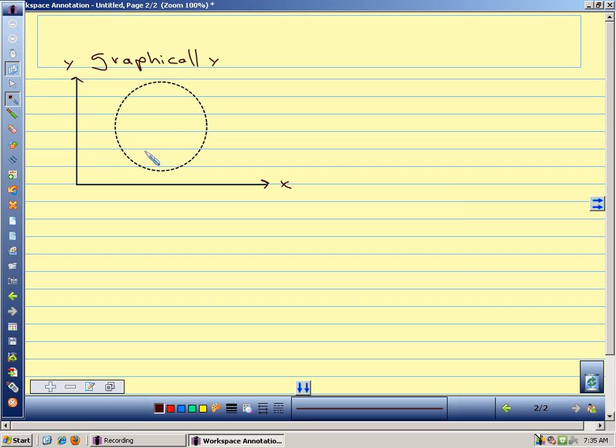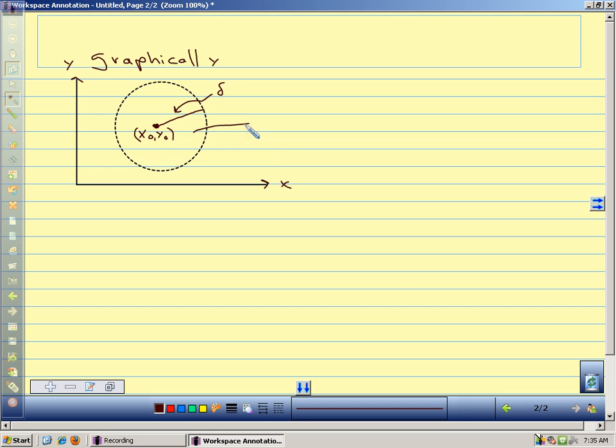Okay. So in the xy plane, this is my open disk. The center here is (x0, y0). The radius is delta. And everything in the interior of this open disk is where the square root of (x minus x0) squared plus (y minus y0) squared is less than delta.